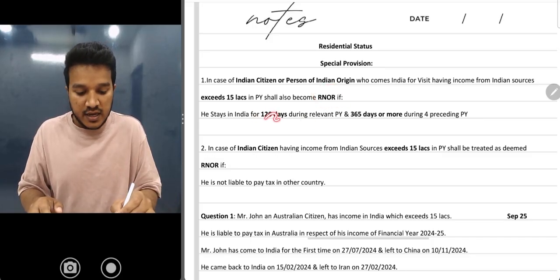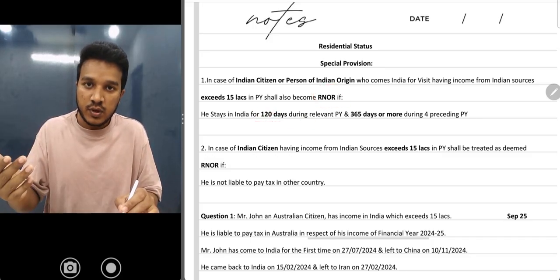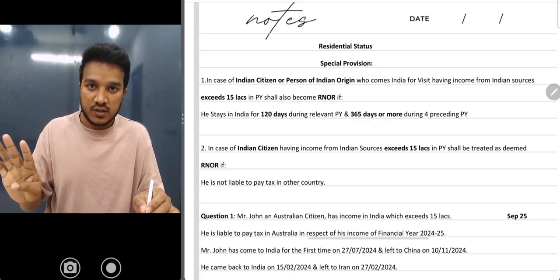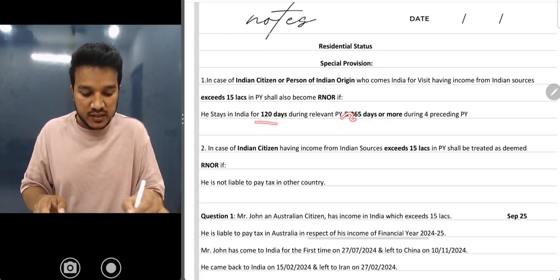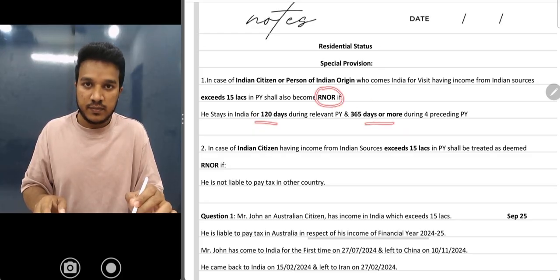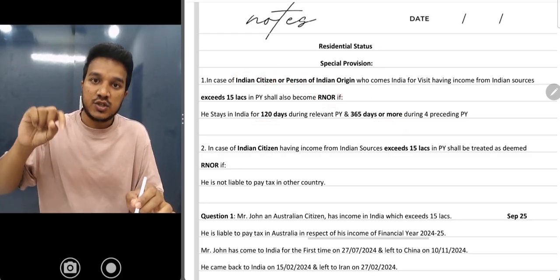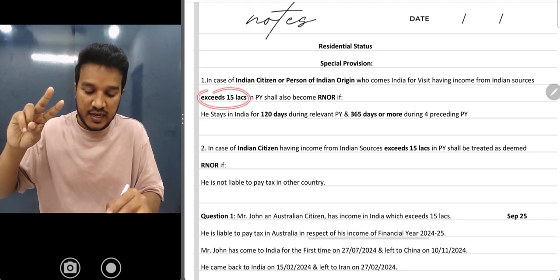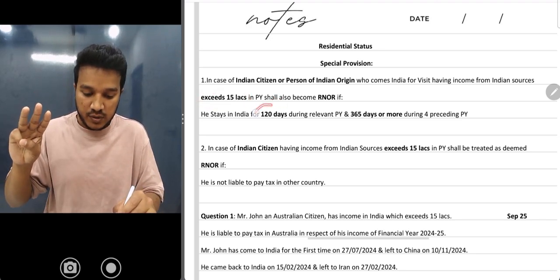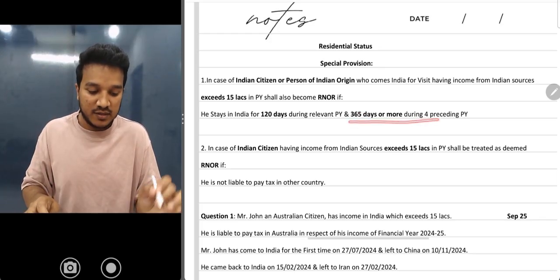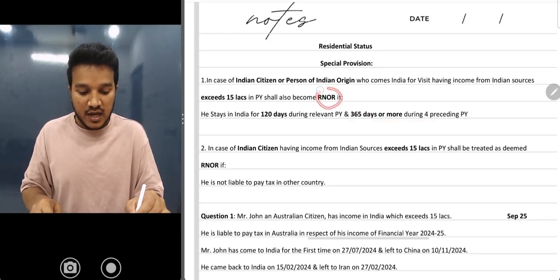What is the condition? If he stays in India for 120 days or more in the previous year and 365 days or more in the 4 preceding previous years. Clear? If this condition is satisfied, he will be treated as RNOR. Who? Indian citizen or a person of Indian origin. First one, he should have income in India which exceeds 15 lakhs. Second point, 120 days or more in the previous year and 365 days or more in the 4 preceding previous years. He will be treated as RNOR.